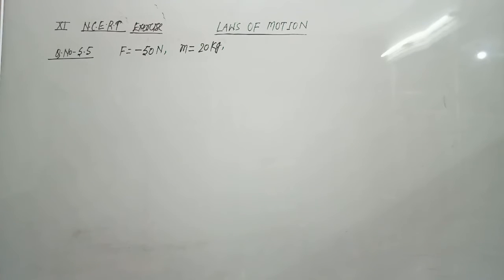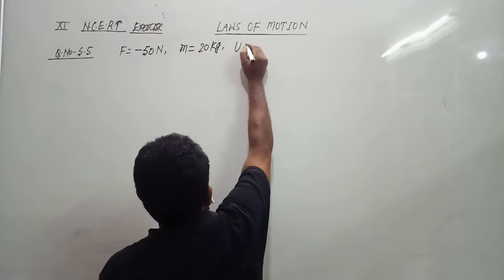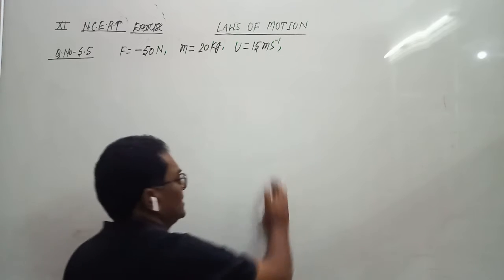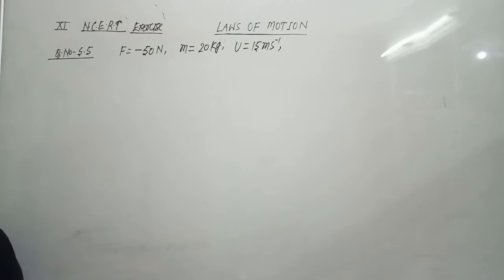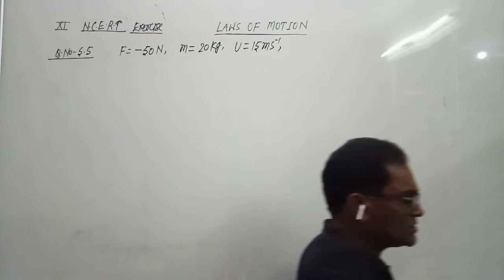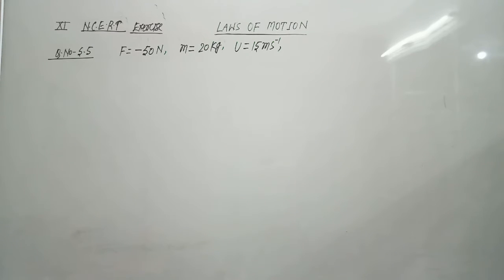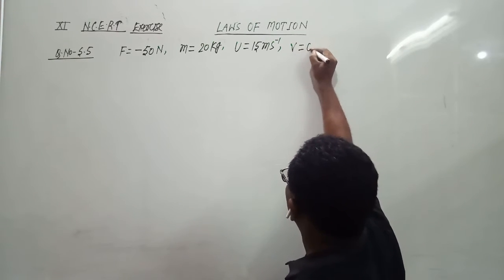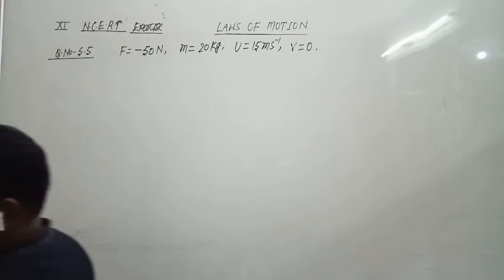The retarding force of 50 Newton is applied to a body of mass 20 kg moving initially with a speed of 15 meter per second. We have given the initial velocity u equals 15 meter per second. Since the force is retarding, it disturbs the motion of the body. So after a certain time, the body comes to rest, and then the final velocity will be v equals 0.